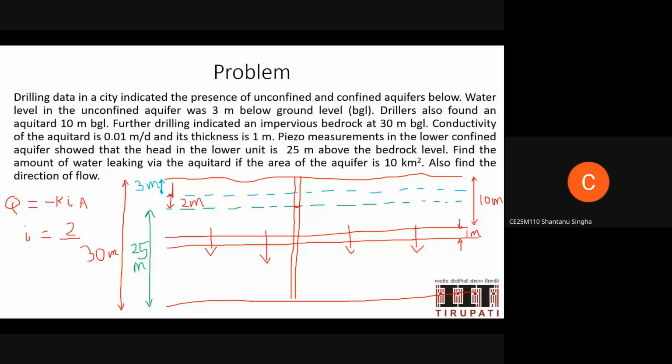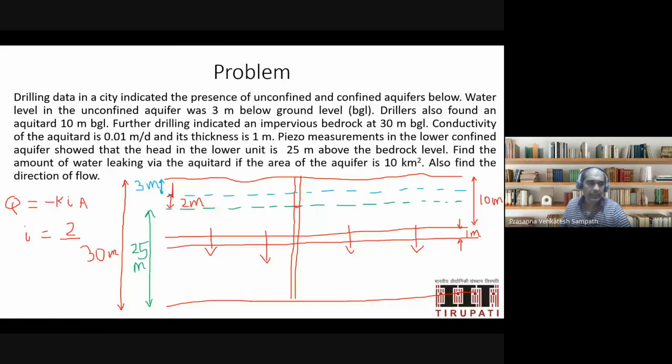Okay. So yes, sir. Let me try putting it in a slightly different format. Let us say I'll take the point at the top of the aquitard as point 1 and the bottom of the aquitard as point 2, which is where I'm measuring this gradient: h2 minus h1 divided by z2 minus z1. Okay. Yes, sir. So now, what is the total head at point 1?